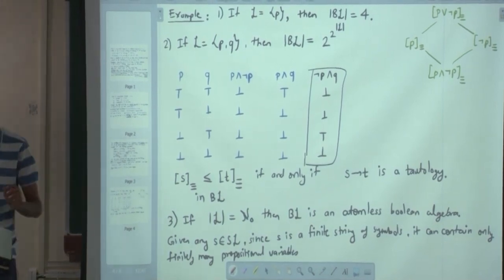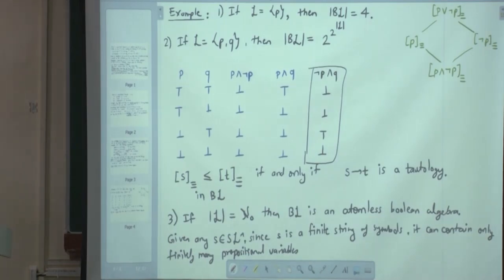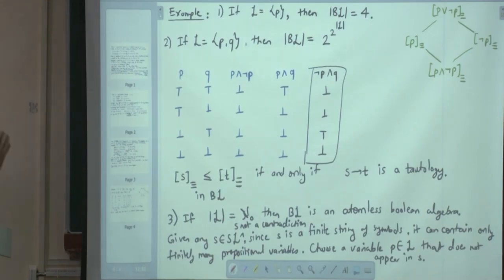Given any S in SL, S not a contradiction, because I need to choose something non-zero, it contains only finitely many propositional variables. So, choose a variable P in L that does not appear in S. I can do that because L is countably infinite, so I can always choose a new variable. Then, we have this.